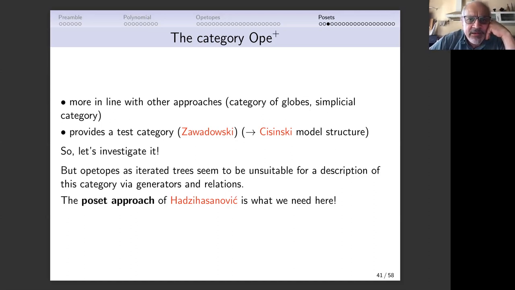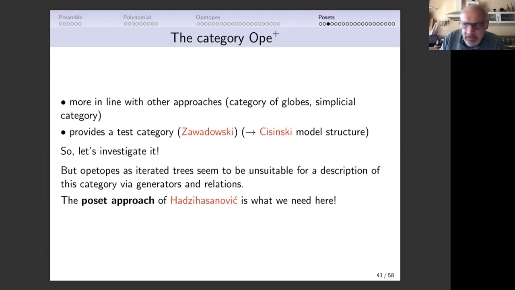Another interesting fact is that this category, provided it is the same as the one considered by Marek Zawadowski, because he has quite different formalities, so we should check that we are really speaking of the same objects. But provided this is true, he has connected this category with the literature on test categories. So he has a test category structure, and hence a model category structure, using the works of Cisinski. So this category is better connected with the literature on model categories. I would say it is worth investigating. And this is new to me, because I previously mostly worked with the previous one.